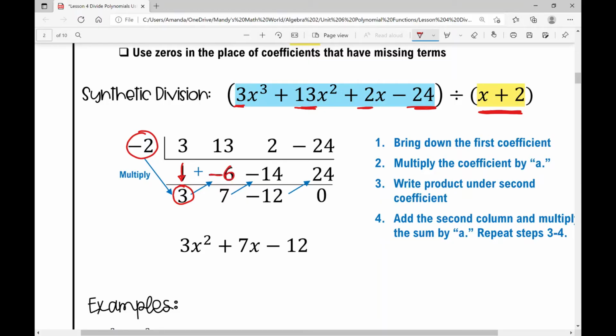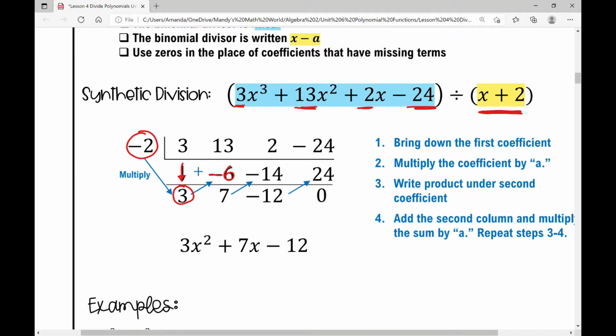In polynomial long division, you subtract. In synthetic division, you add. 13 plus negative 6 is 7. And then I do it again. 7 times negative 2 is negative 14, and then we're going to add. 2 plus negative 14 is negative 12. Negative 12 times negative 2 is 24, I write it over here, and I add. And I get 0 as my remainder.